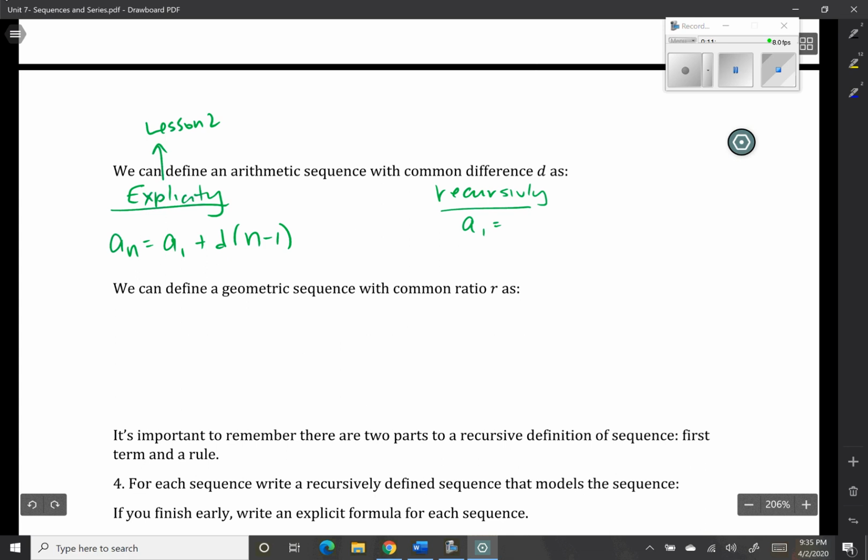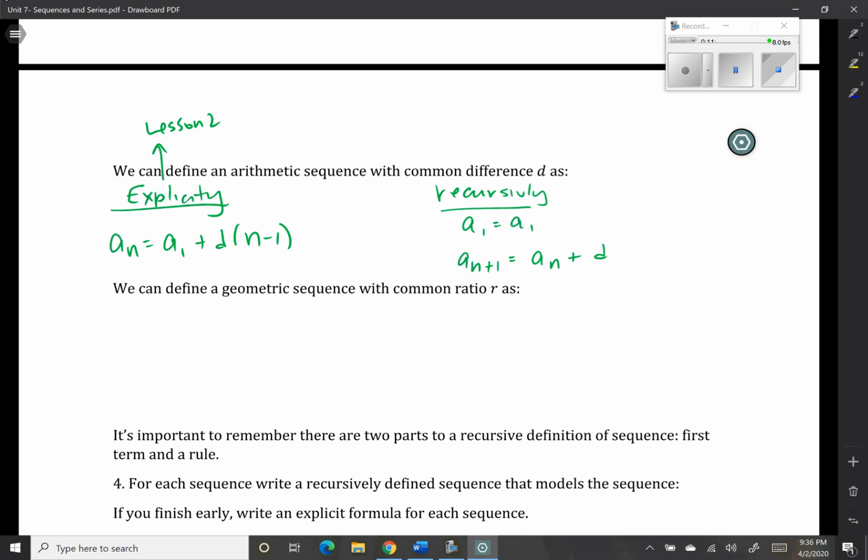Whenever we define a recursive sequence, we have to state the first term. And then the next term of the sequence in an arithmetic sequence is going to be the previous term plus the common difference. Now, there are pros and cons to both. For example, if I wanted to find the 2000th term of an arithmetic sequence, I would never use a recursive definition, because the recursive definition would require me to know the previous term to find the next term. With an explicit formula, I'd be able to just plug in the number 2000 and get my answer.